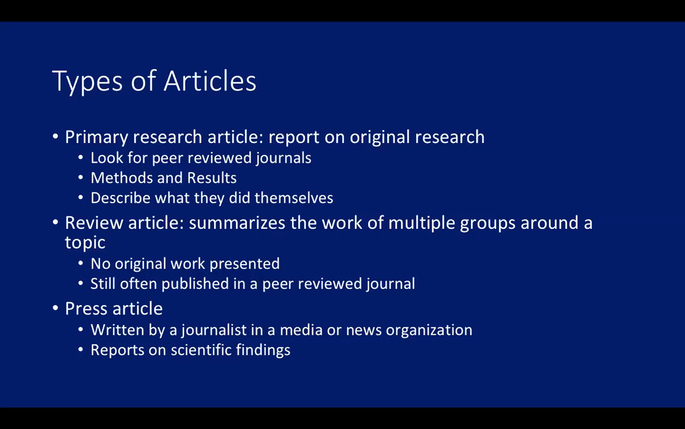The last type, and this is the one that we're not going to use for this class, is press articles. These are written by journalists in media or news organizations, and they report on scientific findings. After you publish an article in a journal, the academic journal sends out press releases to all sorts of media organizations summarizing the key findings of your paper. They take your whole paper and put it down into about a paragraph in a format that's easily understood by what we call a lay audience, which is the general public.